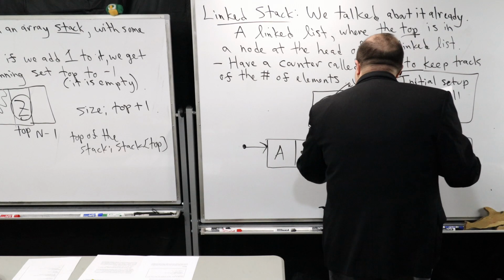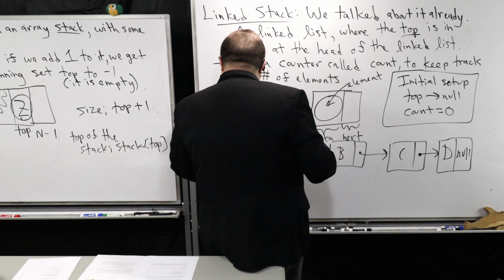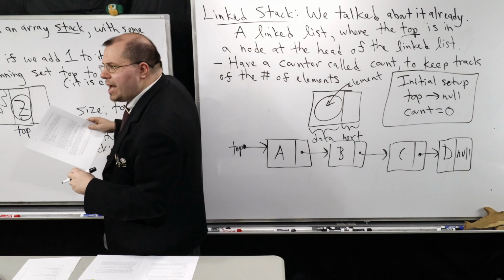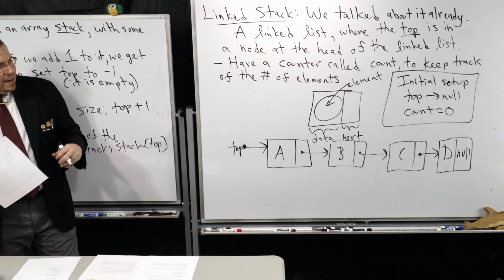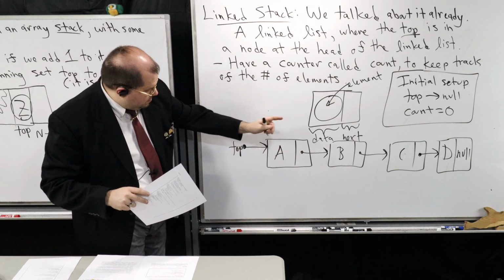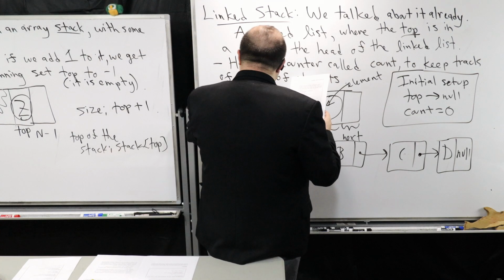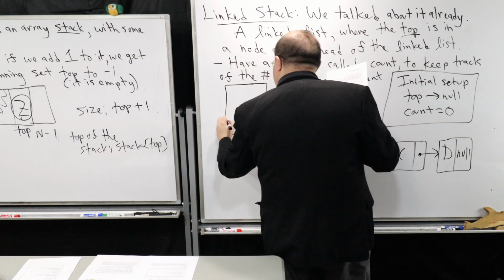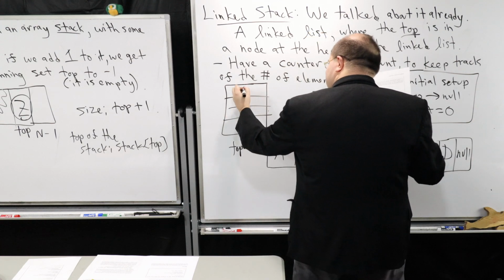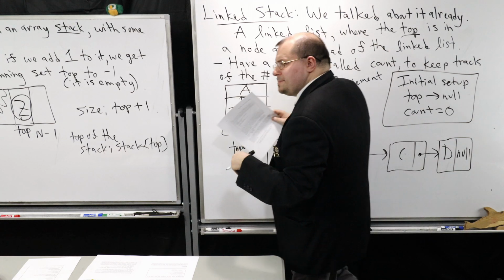You might recognize this picture from earlier in the course. So we've got A, B, C, D. Top is pointing to the head of the linked list, which in this case is pointing at the node that has as its element, its data, A. This naturally corresponds to a stack that looks like this, where the top of the stack is A, then B, C, and D.